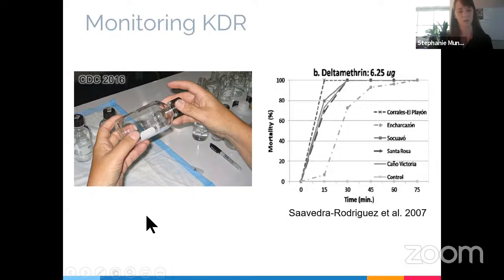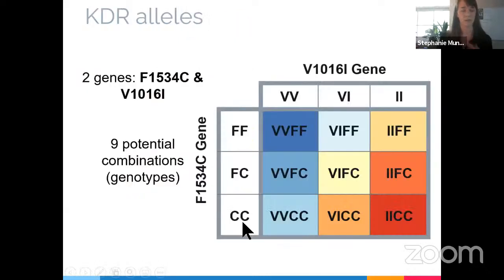This can be monitored by doing bottle bioassays where you see how many mosquitoes die after exposure. But there has also been a lot of work to identify the genetic underpinnings of resistance in Aedes aegypti. Specifically, there are these 2 genes that are associated with resistance: there's the 1534 and there's the 1016. And for both of these genes, there are 3 potential variants.